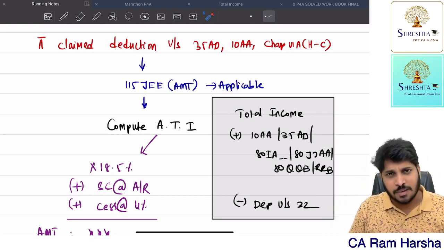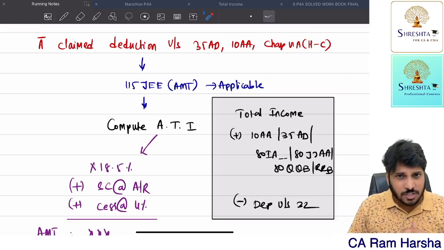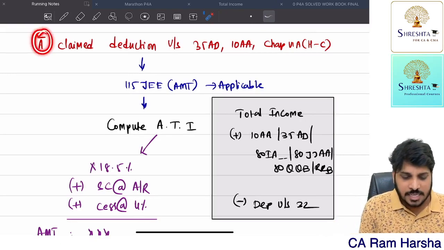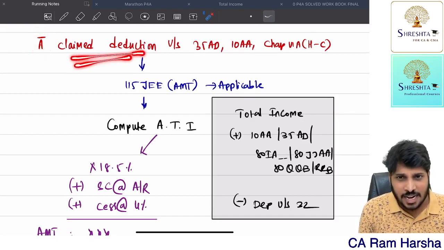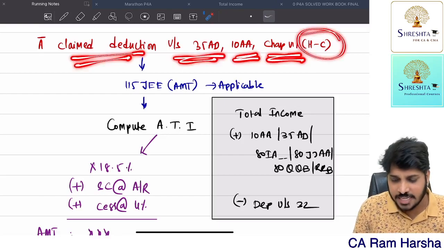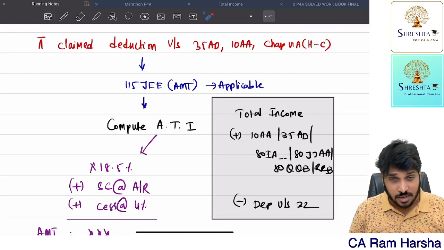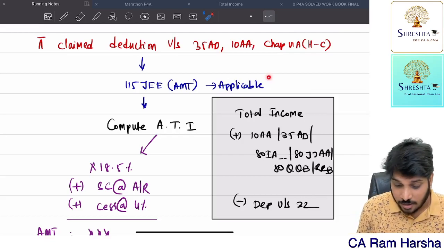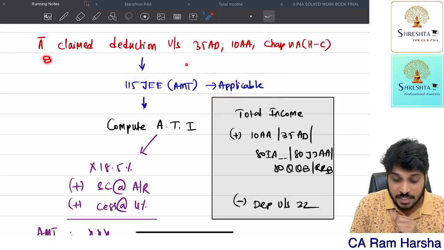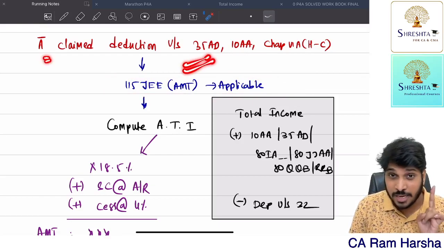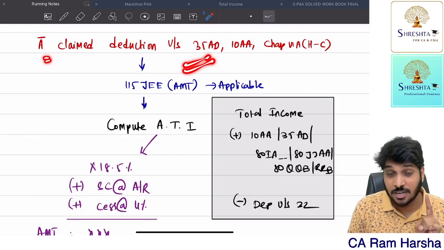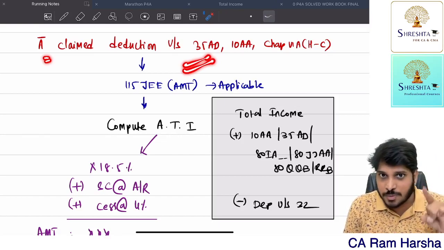When is this AMT applicable? I will explain the entire provision through this revision. Did the assessee claim deduction under section 35AD, 10AA, or Chapter 6A heading C? If the answer is yes, the 115JC AMT provision is applicable. If the assessee has claimed 35AD under PGBP, an investment based deduction, 100% of the capital expenditure will be allowed as deduction for 14 specified businesses.